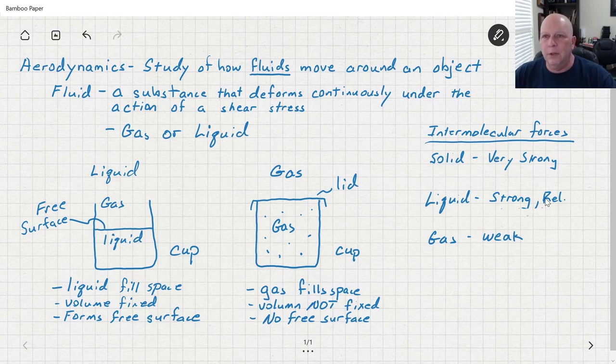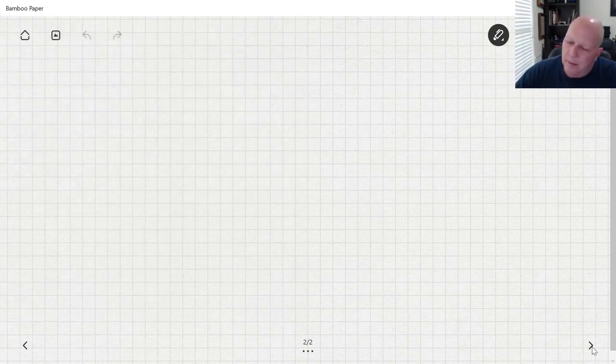Next, I want to introduce the concept of a continuum. By continuum, I mean, do we have to pay attention to all the little individual molecules? Or can we treat this substance, the liquid or the gas, as if it's continuous? So I don't actually see the individual molecules, I just see a continuous distribution of properties. We call this the continuum assumption.